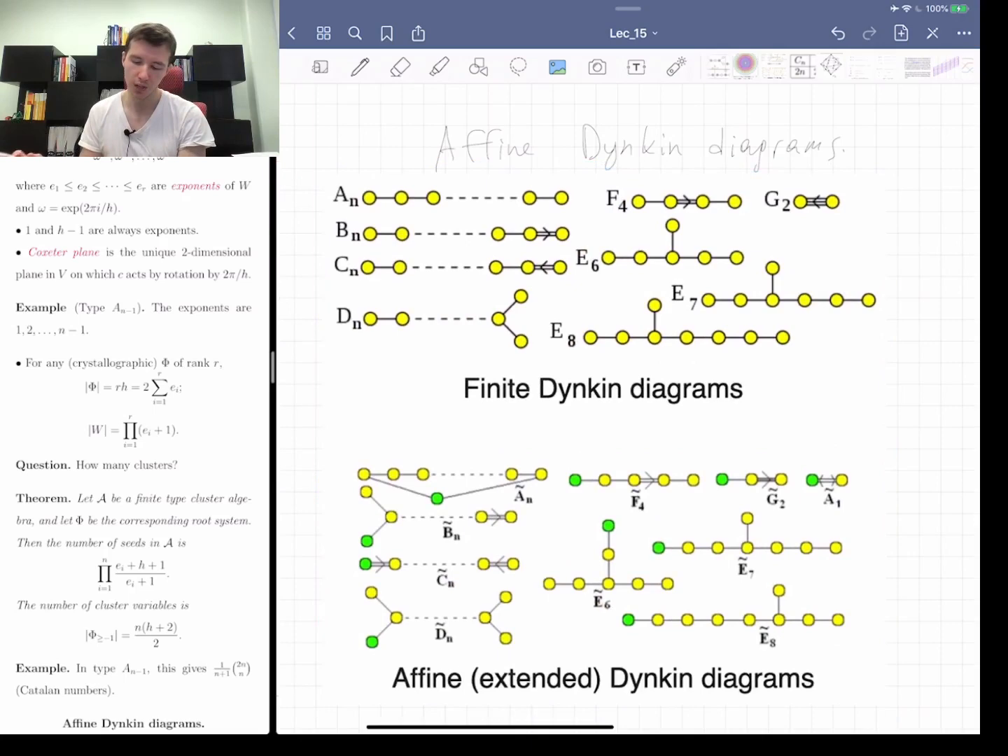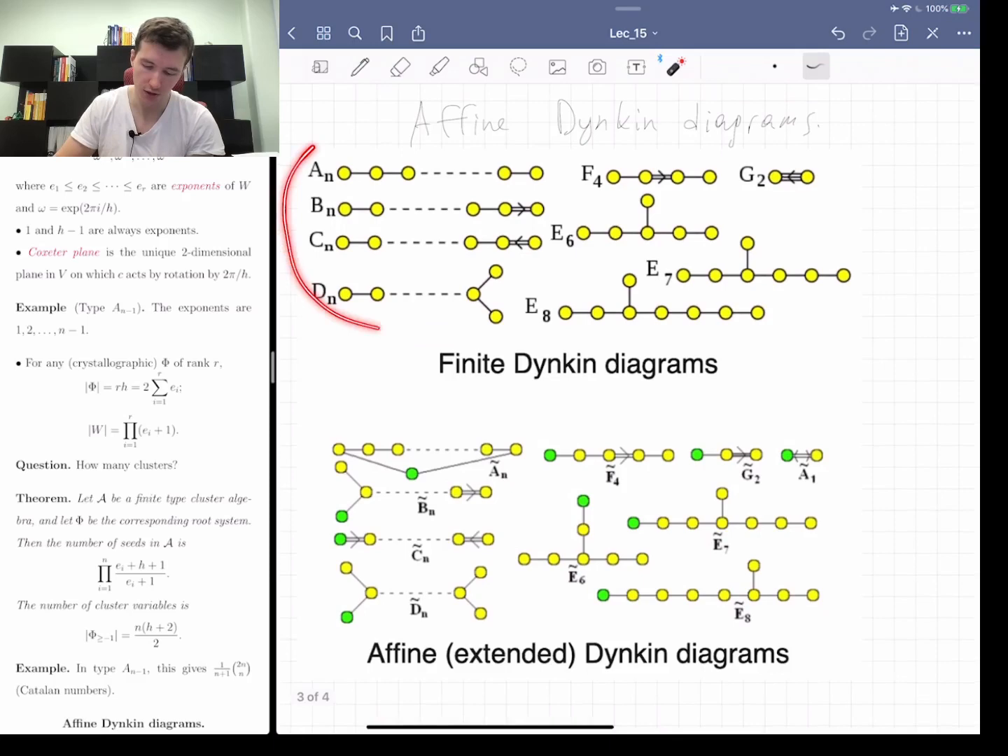I'm going to explain this a little bit more today, but all you need to know is that, okay, here are your usual Dynkin diagrams. That's a screenshot from Wikipedia. And then for each of these finite type Dynkin diagrams, there is an affine Dynkin diagram, which is obtained from a finite Dynkin diagram by adding a single node at a particular place. Each Dynkin diagram already has a specified place, we didn't make any choices. Type A_n tells you there should be a node added so that it forms a cycle. And type B_n tells you that you should add a green node so that it looks like type D here.